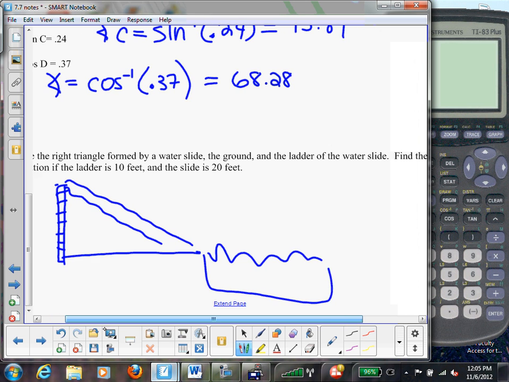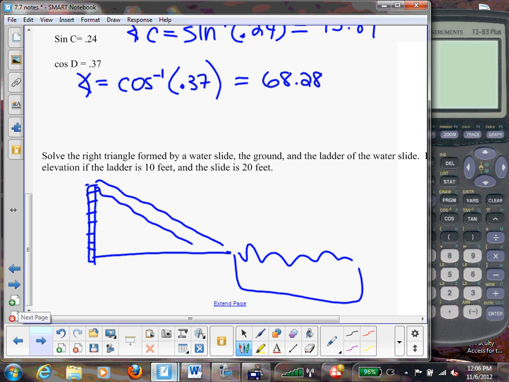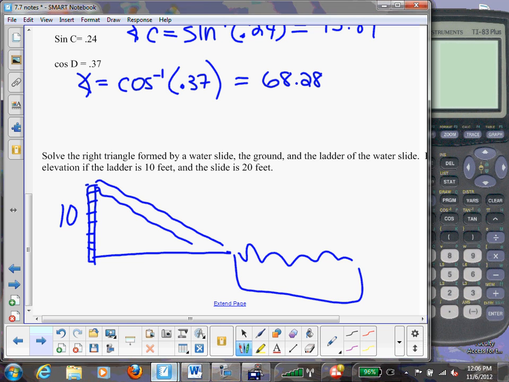What does it say here? Find the angle. Ooh, the angle of elevation. If the ladder is 10 feet and the slide is 20 feet. Okay, where does the 10 go? And where does the 20 go? Here? Hypotenuse. Thank you. Show me your right angle.